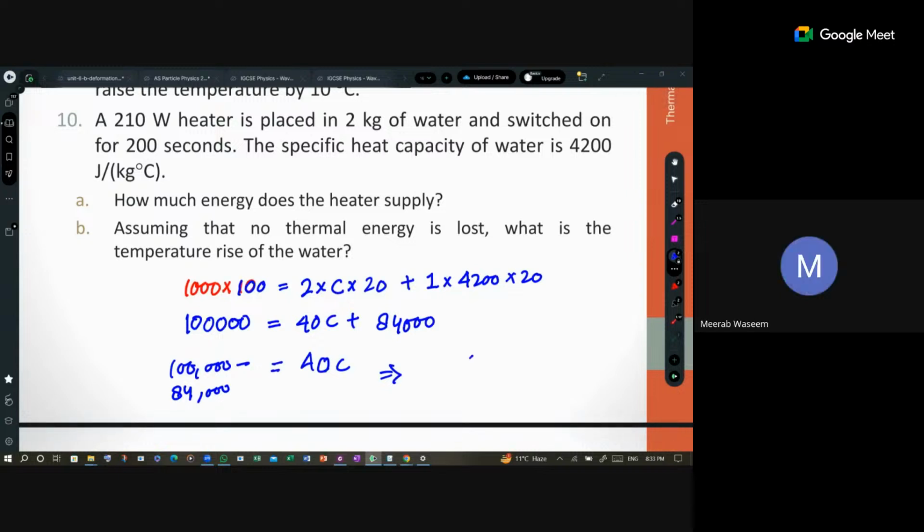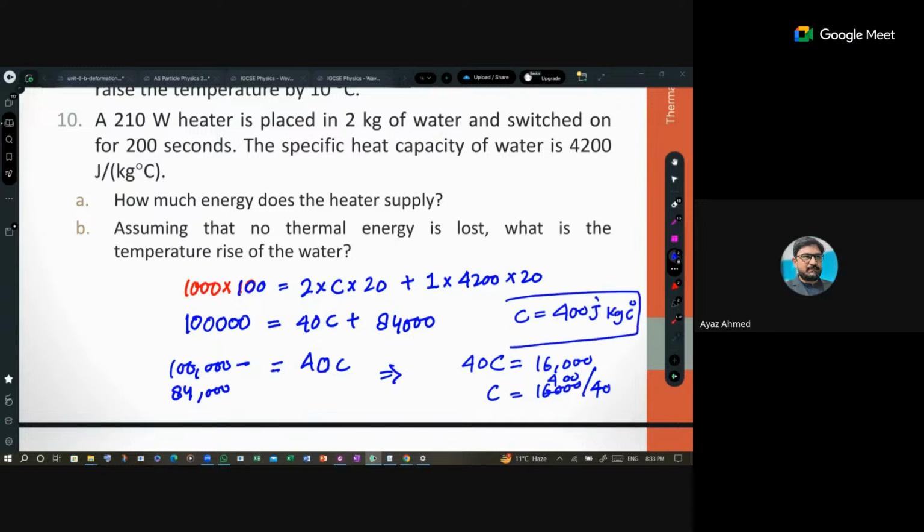Sir, 16. 40C is equal to 16,000. Yes. So C will be equal to 16,000 divided by 40. So it would become 400. So what value of C did you get? It is 400 joule per kg per centigrade. So that container is having this heat capacity.